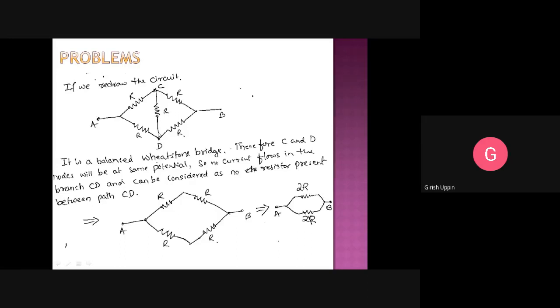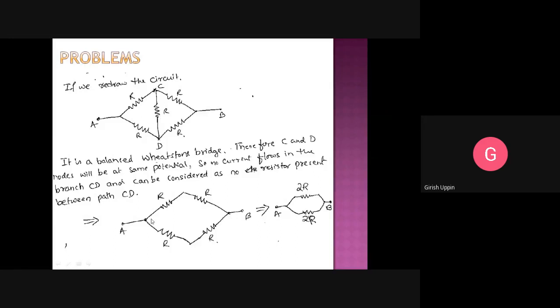Okay, because there is no current. Why is there no current? Because this node and this node are at the same potential, so no current is flowing, so there is no question of resistance. When there is no current, then there is no question of resistance or anything, so we remove this.